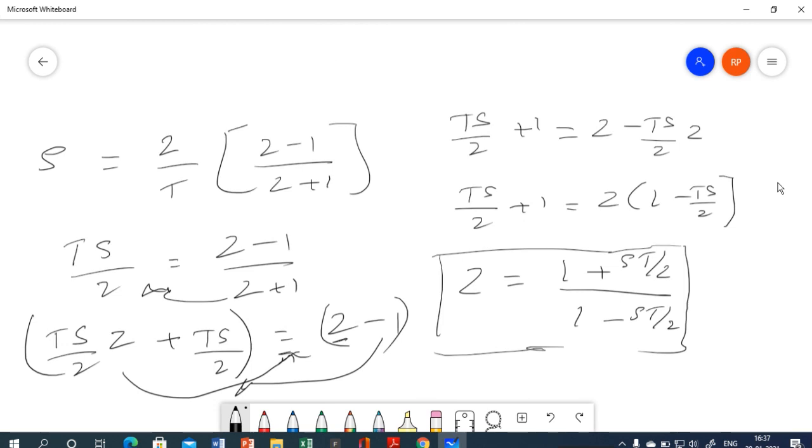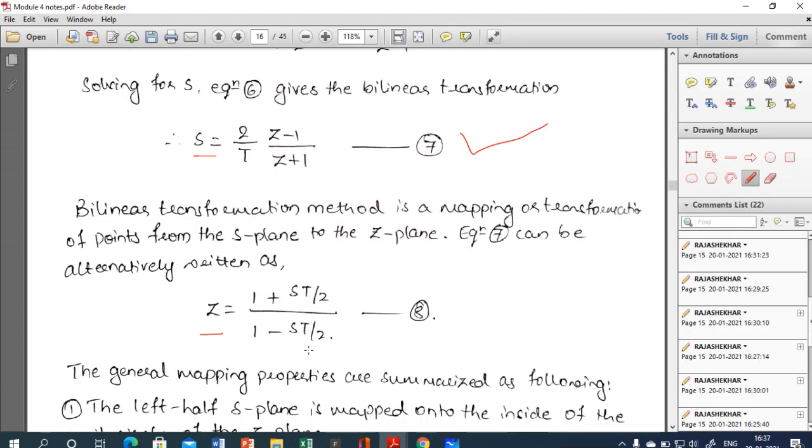In that you have to take z as common. So this is one term I got, and this is another term by taking z as common, 1 minus Ts by 2. So I have to solve it for z. So we can write z equals to 1 plus sT by 2, divided by 1 minus sT by 2. Here the steps don't have any marks, therefore in the derivation it is written directly.